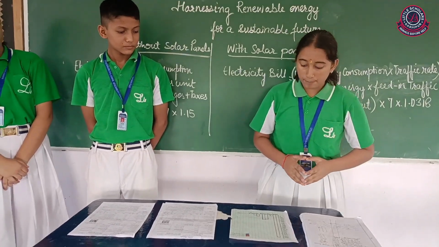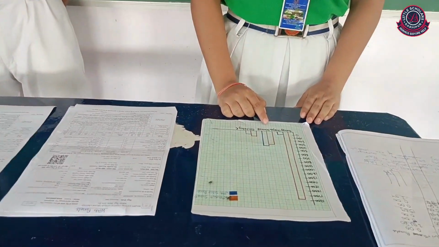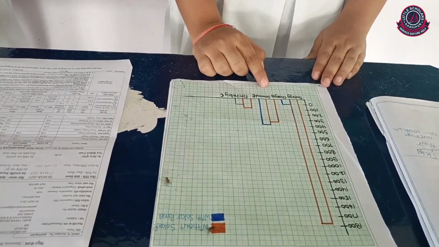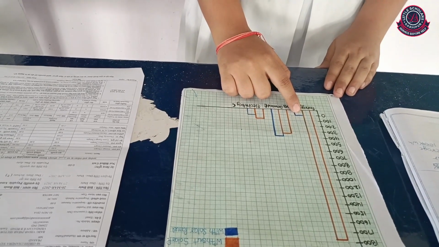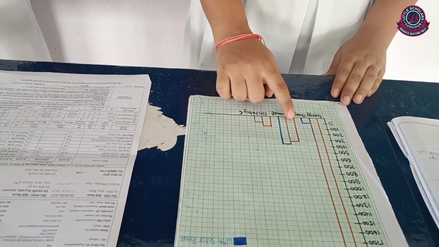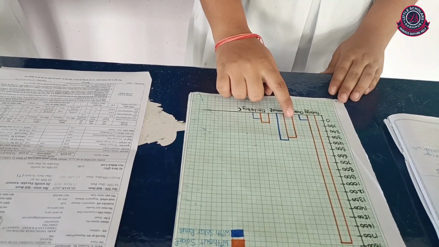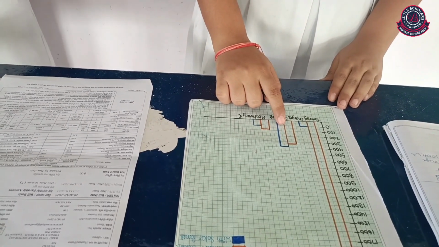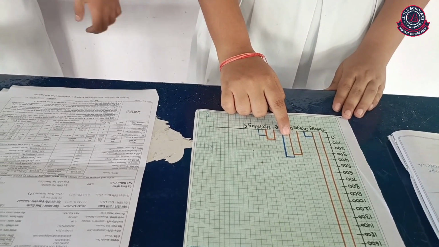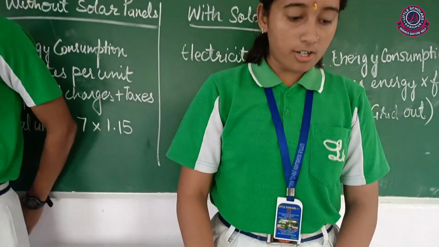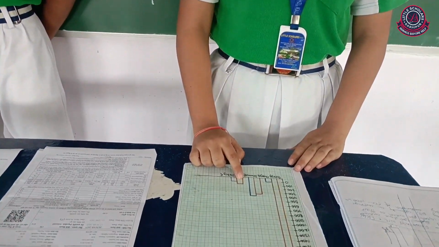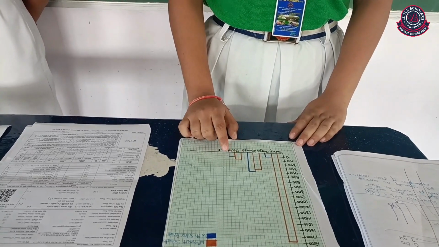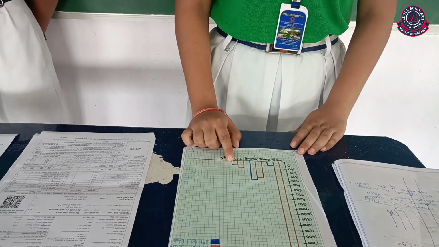The energy charges without solar panels is 1,768 and with solar panels is 0.00. Demand charges without solar panels is 330 and with solar panels is 393.80. And electricity charges without solar panels is 93.98 and with solar panels is 19.69.